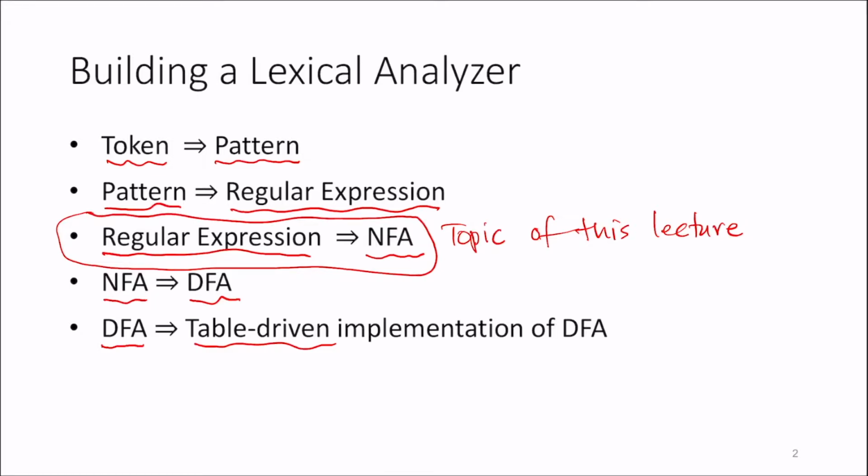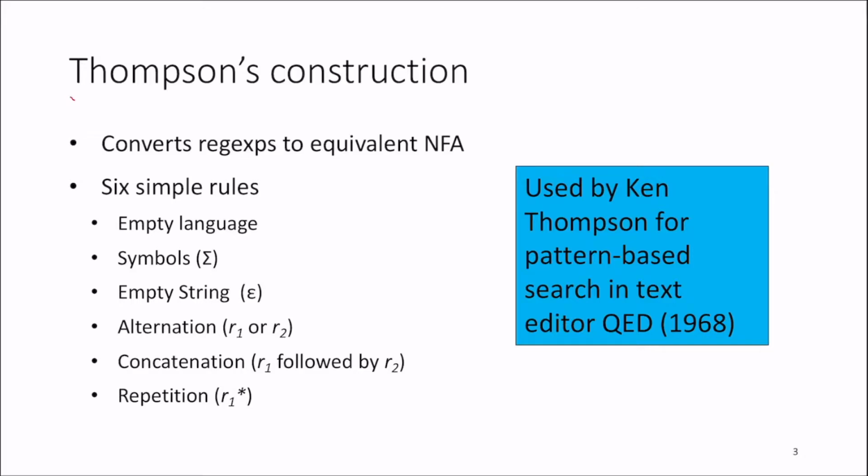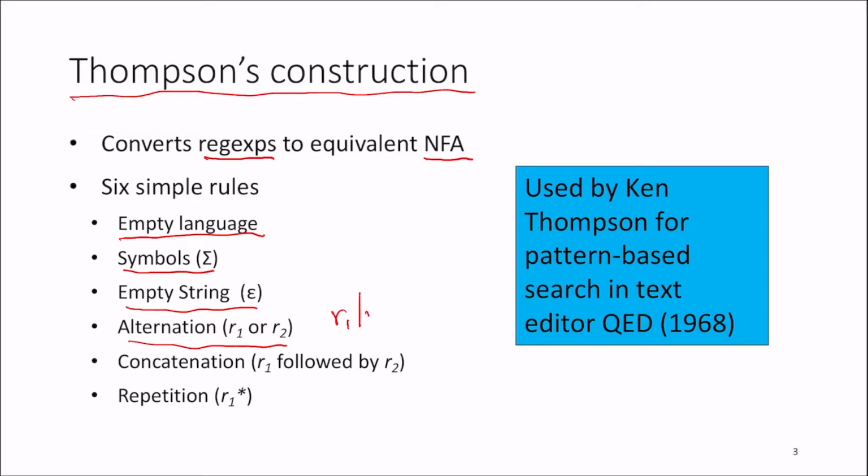If I have a regular expression, how do I convert it into an automata, in particular a non-deterministic finite state automata? We are going to use what's called Thompson's construction to do this conversion from a regular expression to an equivalent NFA. And there are 6 simple rules. The empty language, each symbol in the alphabet, the empty string, alternation, like R1 or R2, concatenation, which is R1 followed by R2, and then repetition, which is the usual star operator.